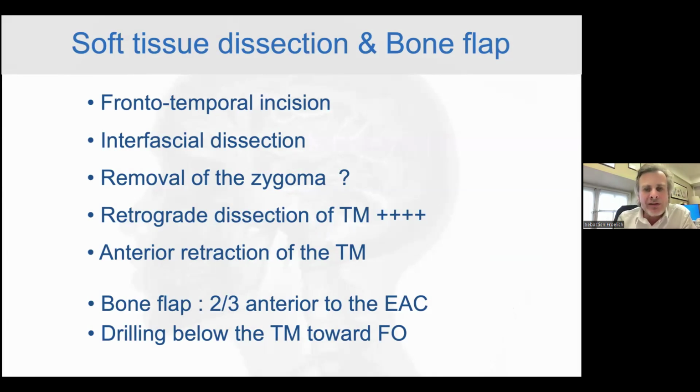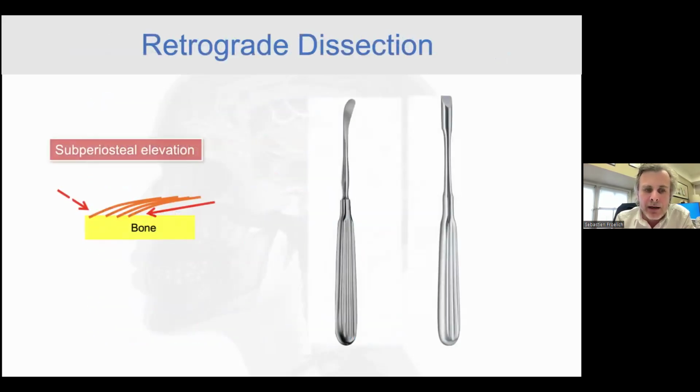Al-Mefty removes the zygoma every time, but he does that because he wants to have an upward line of sight. Personally, I don't think it's an approach to look up, because if you look up, you will need more temporal lobe retraction. I use retrograde dissection of the temporalis muscle. I retract the temporalis muscle anteriorly, and I do a bone flap two-thirds anterior to the external auditory canal.